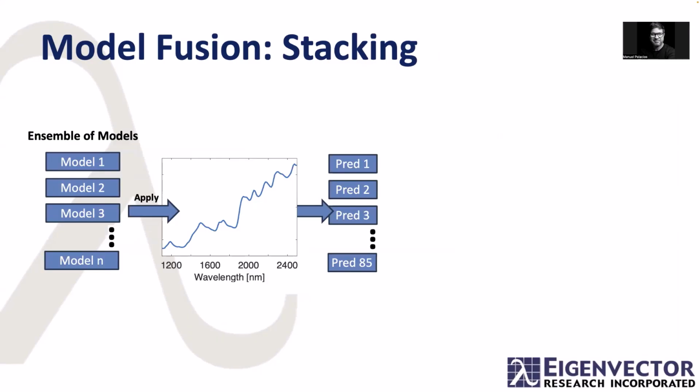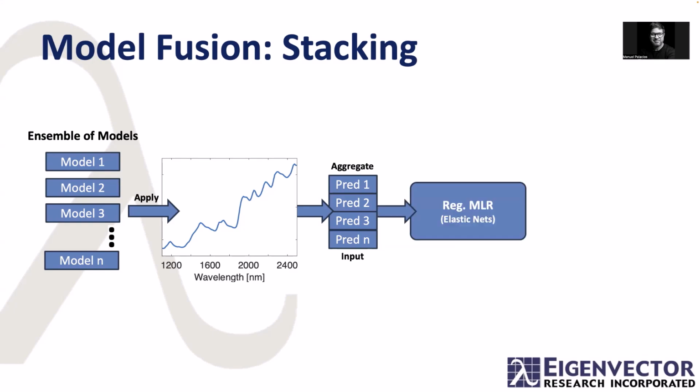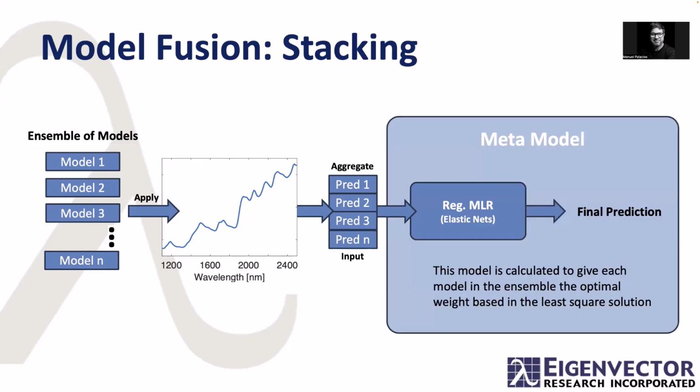The final method of fusion that I want to show you is stacking. I'm pretty sure that as you were going through the presentation, you were already thinking, yeah, this is what we should do. So instead of just getting the predictions and doing a mean or trying to aggregate them with weights, we're going to use that output as an input for another meta model. And for this meta model, we're going to use regularized MLR.